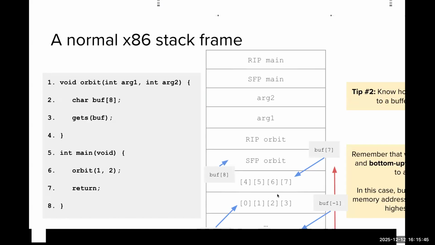We do want to know how to draw a stack diagram. This helps with analyzing functions for memory safety vulnerabilities. So here we can see that we have an RIP.